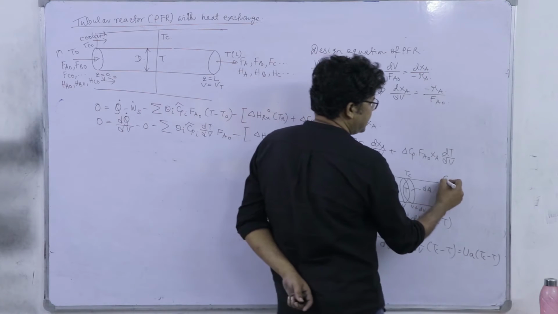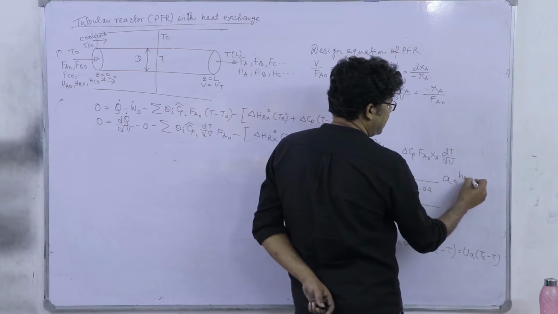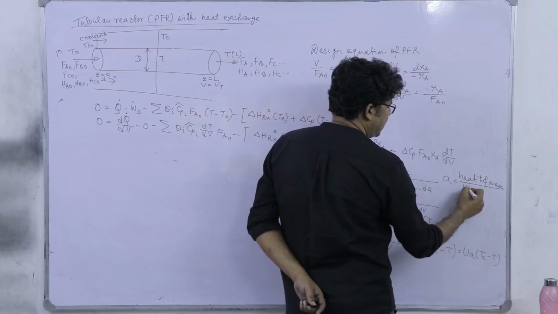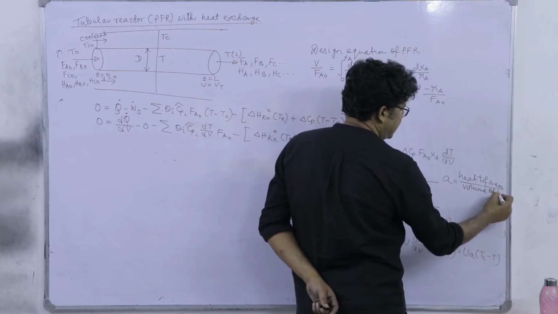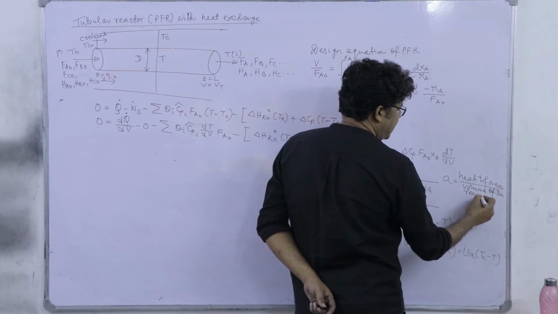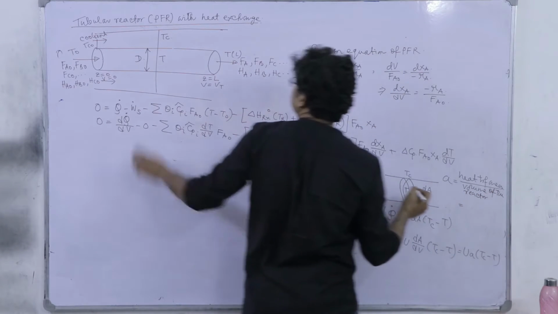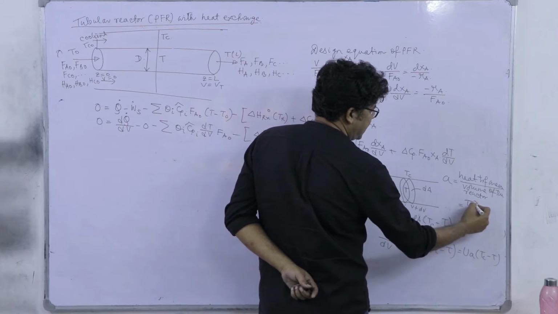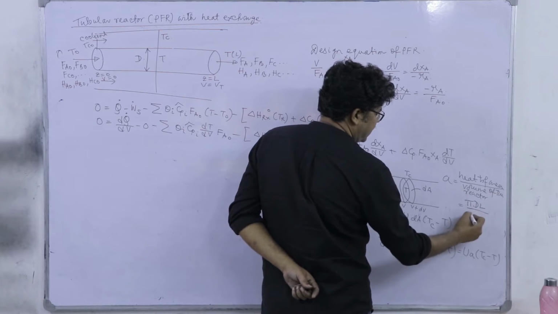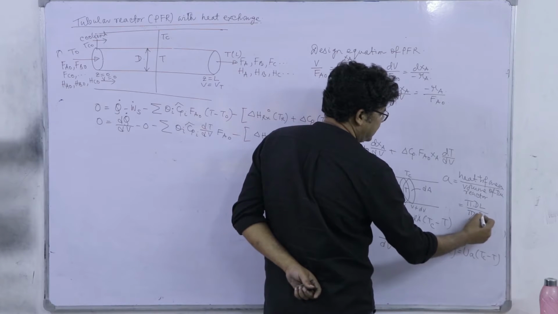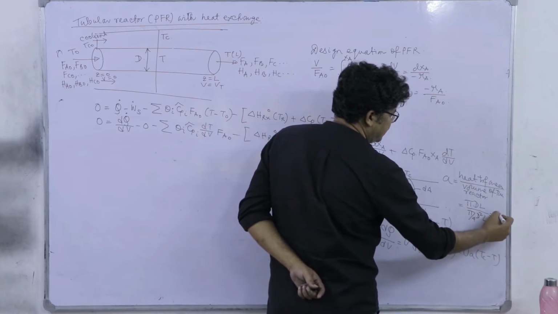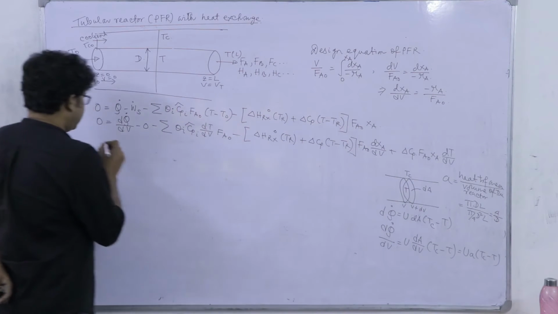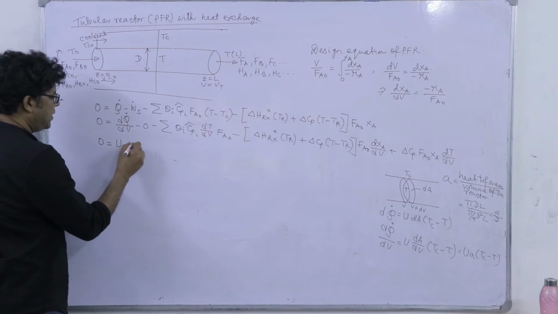Now, what is a? It is the ratio of heat transfer area to the volume of the reactor. If it is a tubular reactor and its diameter is d, length is L, the heat transfer area is pi into d into L, and the volume of the reactor is pi by 4 into d square into L. So, it is 4 divided by d.